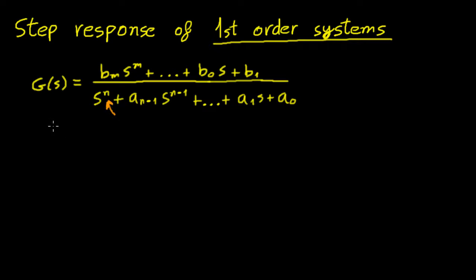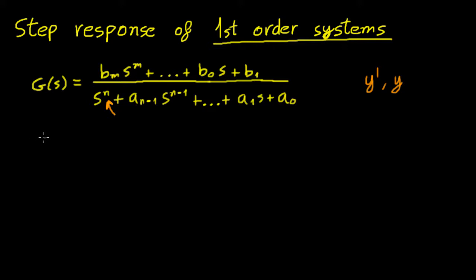Therefore, a first order system has only one pole, which means that its differential equation involves only y prime of t and y of t. Now we want to calculate the step response of this kind of system. To keep it simple and get off to a good start, we'll consider that there are no zeros in it.